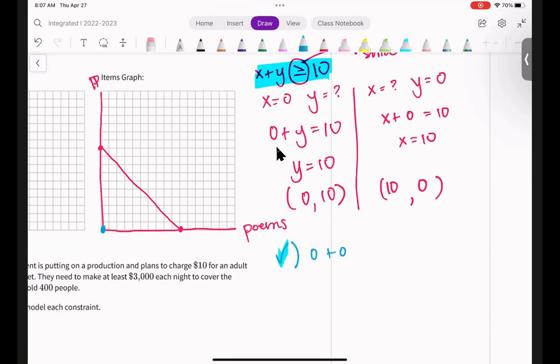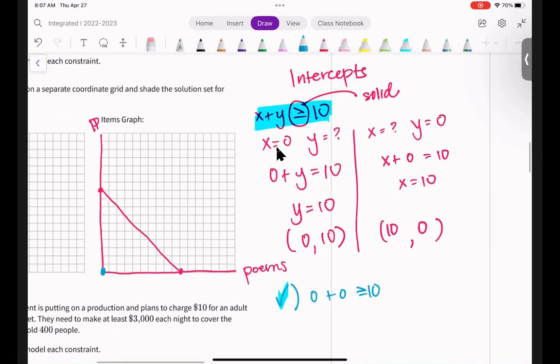0 plus 0, is that greater than or equal to 10? Yes or no? 0 plus 0 is greater than 10. Is that true or false? No. So that means this is not a solution. So that actually tells you about everybody on that side. Everybody over there, not a solution.